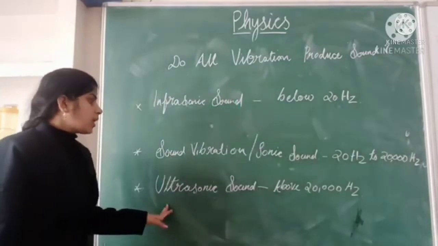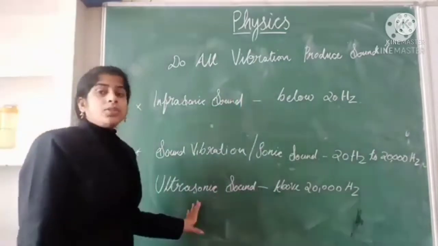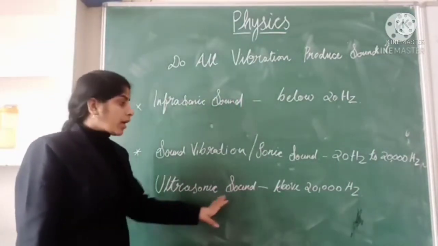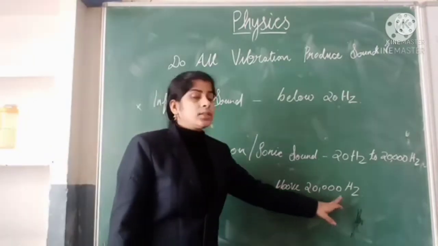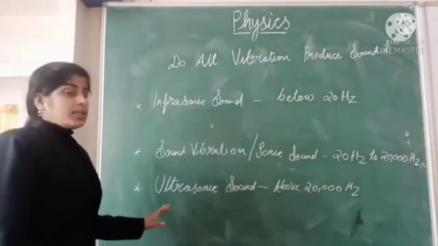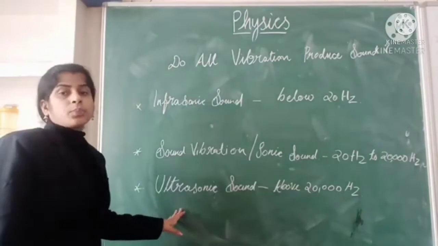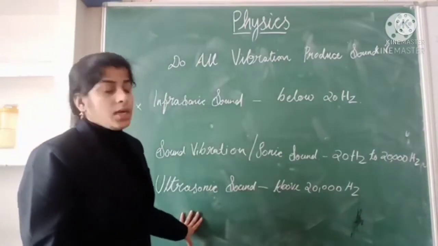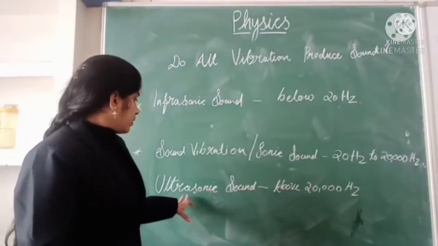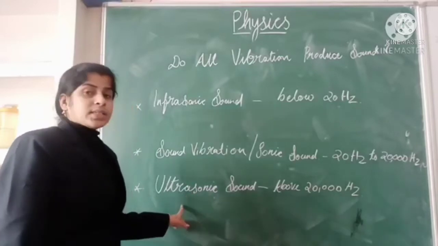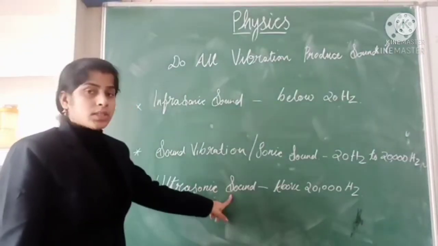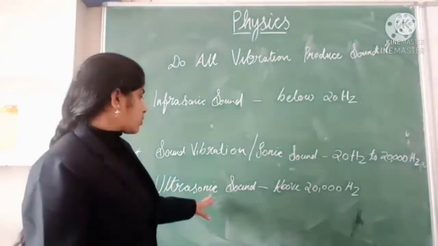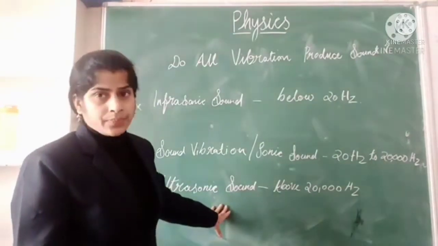And the next is ultrasonic sound. If the frequency of vibration is above 20,000 hertz, then the human ear cannot perceive this vibration. So these vibrations are known as what? Ultrasonic sound, ultrasonic vibration, or ultrasonics.